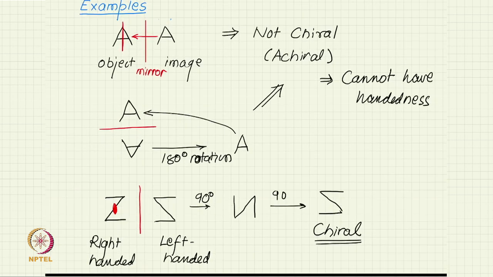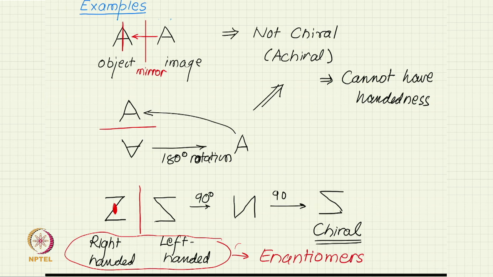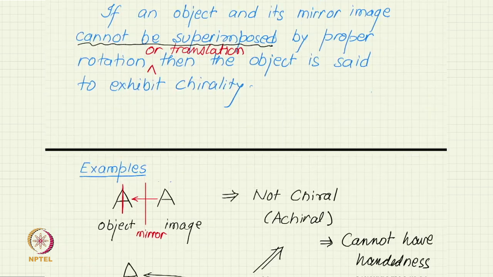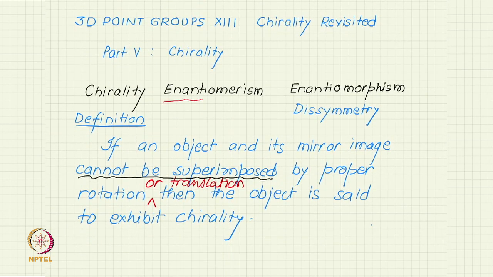The pair of objects, right handed and left handed pair, is what is called enantiomers. So, if an object is showing chirality, the pair will be called either enantiomers or enantiomorphs. Both words are used, and that is why the effect also can either be called enantiomerism or enantiomorphism.